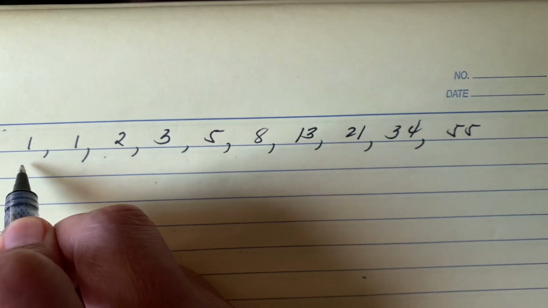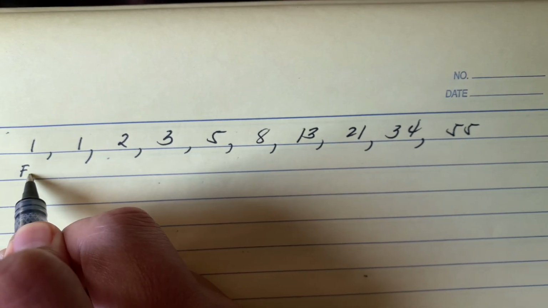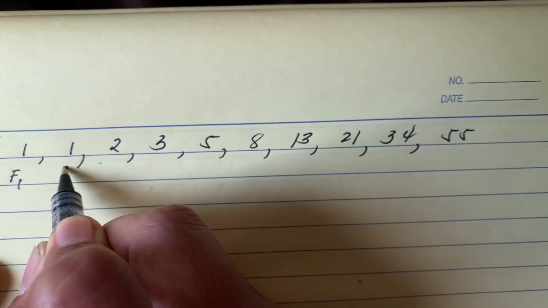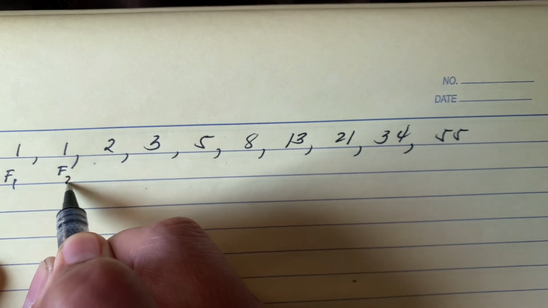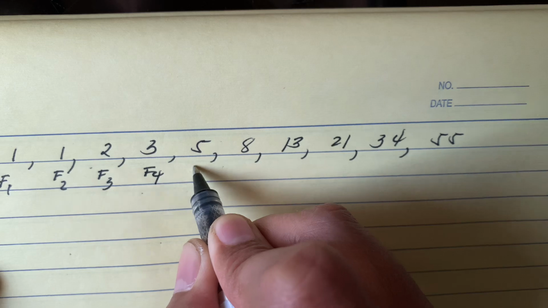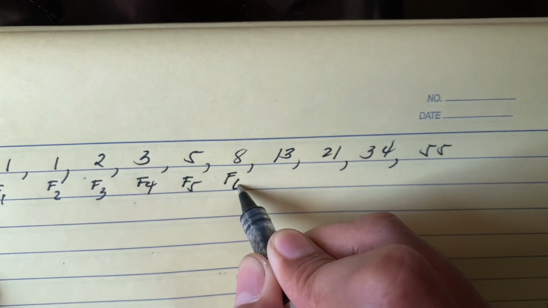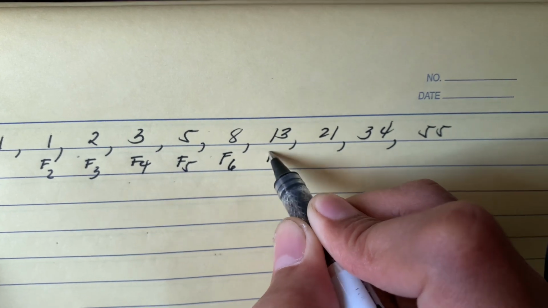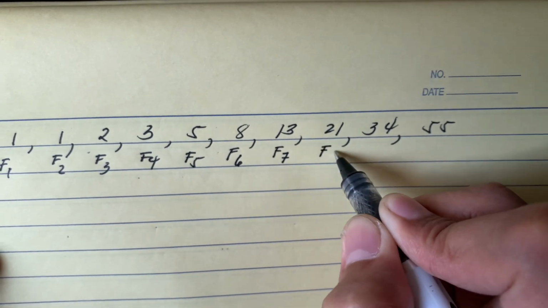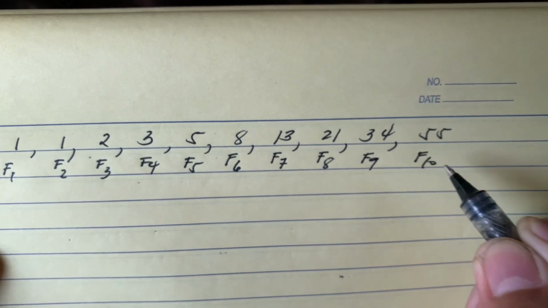So 1 here is our first element or first term of our Fibonacci sequence. This is our second term. This is our third term. This is our fourth term. This is our fifth element of our Fibonacci sequence. This is our sixth element. This is our seventh element, eighth element, ninth element, and our 10th element.